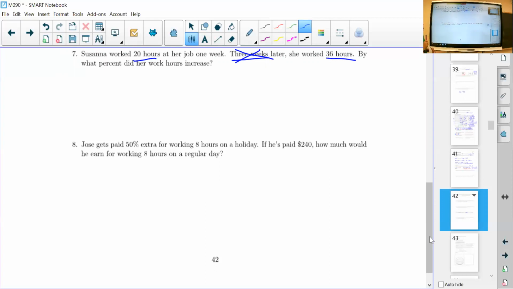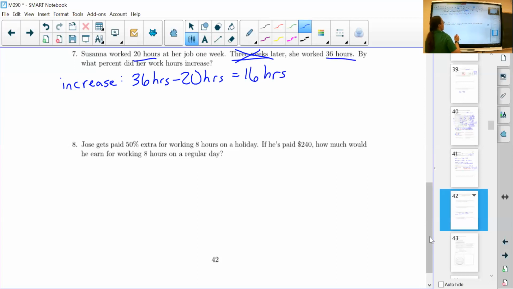So now we have our two values, and we're going to think about what percent her work hours increased. Okay, so let's figure out how much her work hours increased before we even figure out the percent. The increase, just the raw increase, the raw change, is 36 hours minus 20 hours. We get 16 hours. That is the amount of increase. That is the base.